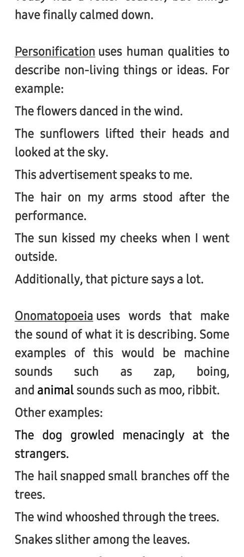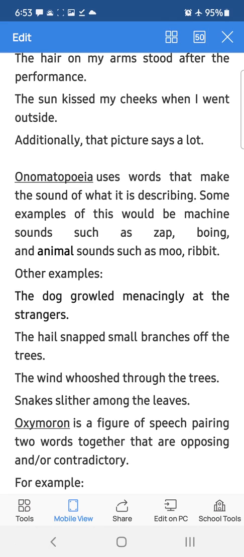Then we have onomatopoeia, which uses words that make the sound of what they are describing. Onomatopoeia is basically the name of the sound. Some examples of this would be machine sounds such as zap or boing, and animal sounds such as moo, ribbit, any other animal sound you can think of, okay? So all of these are onomatopoeia. Other examples, let's look at the sentences. The dog growled menacingly at the strangers. You have onomatopoeia at the word growled. The hail snapped small branches off the trees. Snapped. That's where your onomatopoeia is.